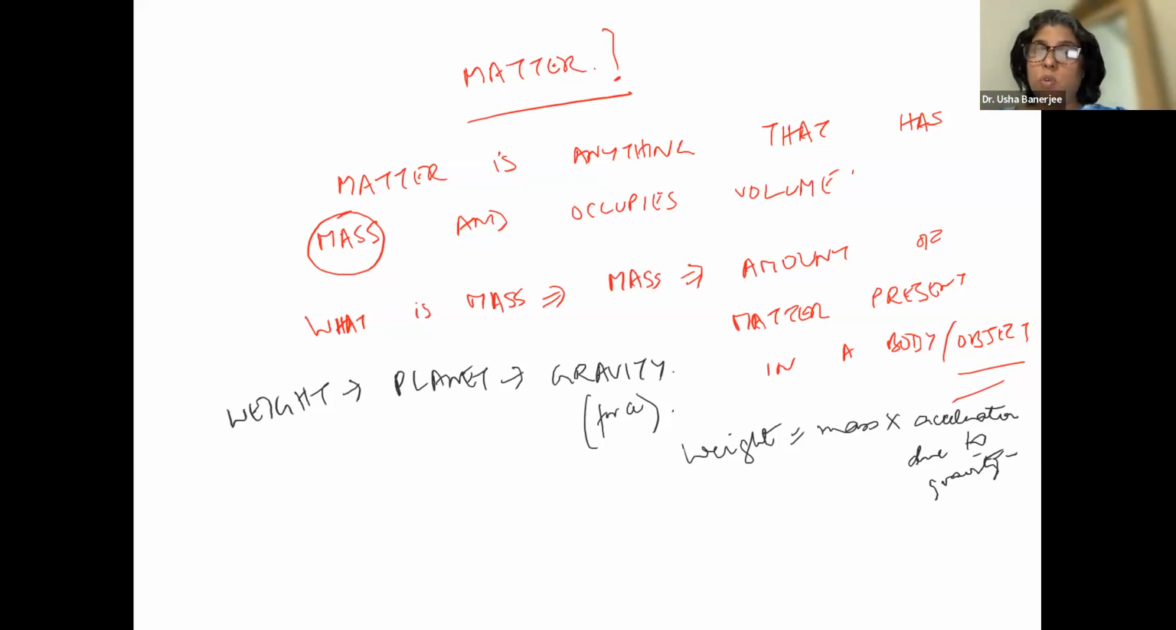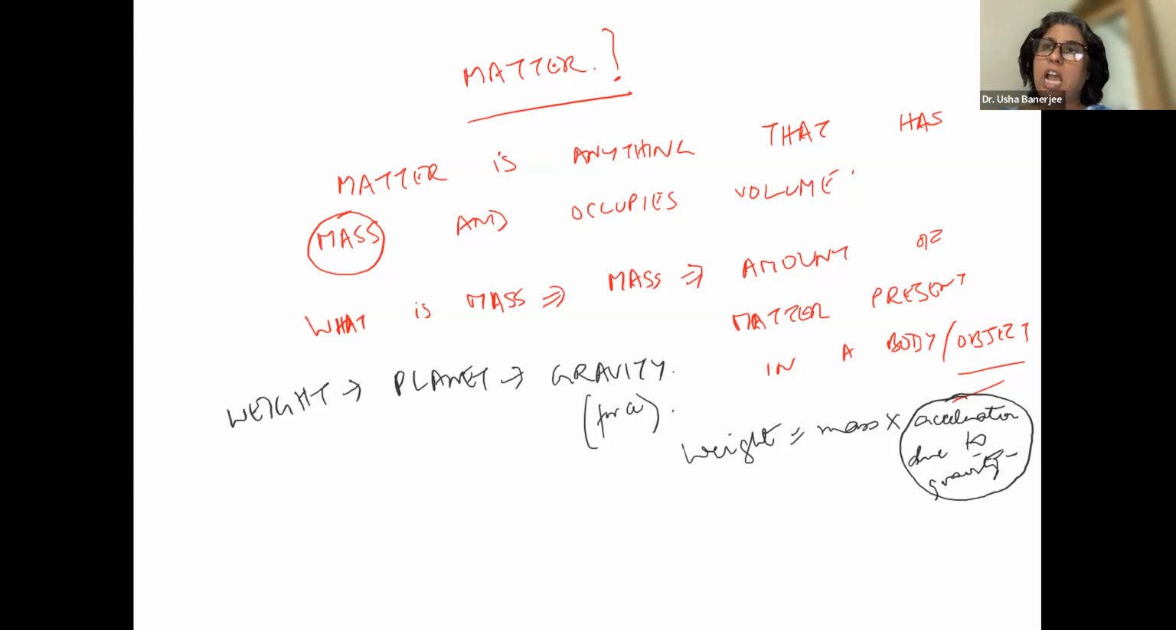Now, if I go to the moon, my weight becomes less. Why? Because acceleration due to gravity on the moon is way lesser than that on the earth. So mass and weight are different. But normally when we talk, regularly when we talk, we assume that mass and weight are same.